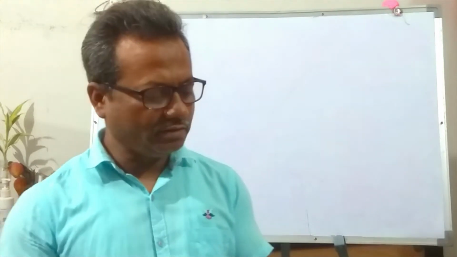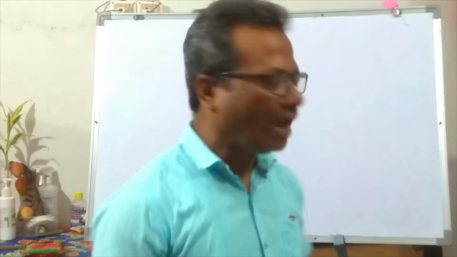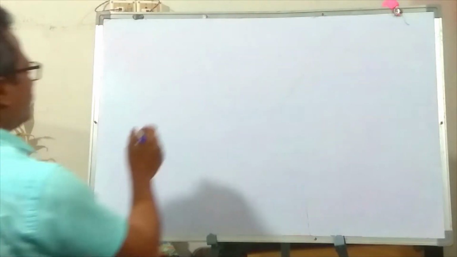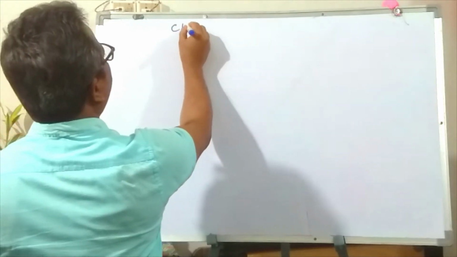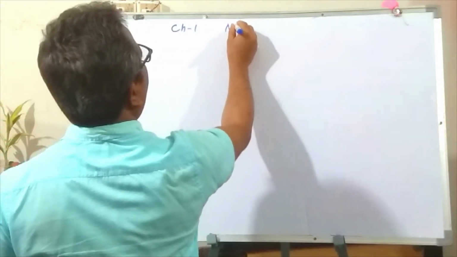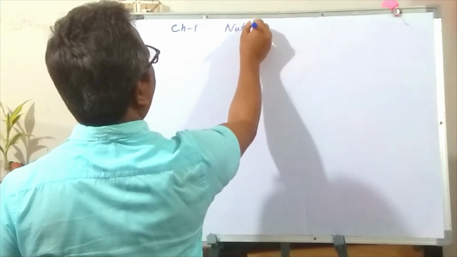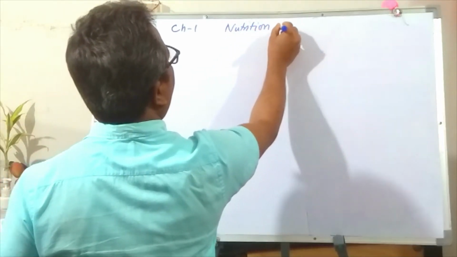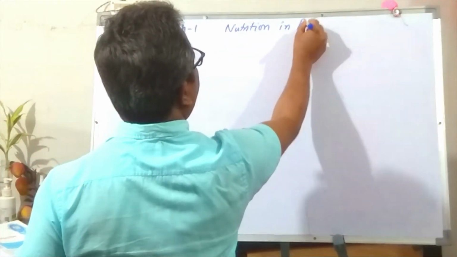Today I am going to take a lesson from class 7 science, unit 1, food, and the name of the chapter is nutrition in plants. Chapter 1, nutrition in plants.